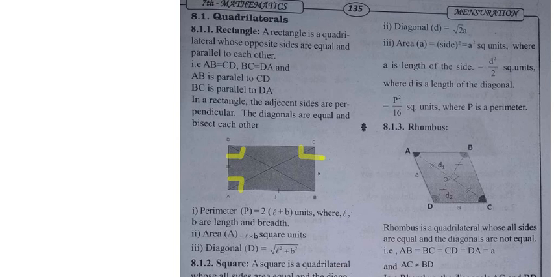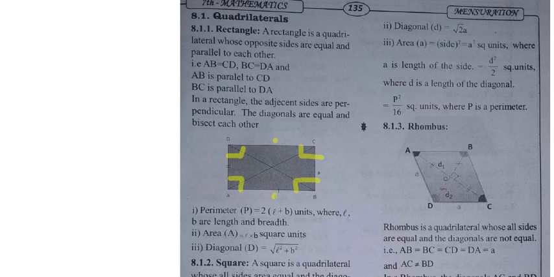And they say a rectangle is a quadrilateral whose opposite sides are equal and parallel to each other. Yes, these are parallel to each other, and these are equal. AB equals CD, BC is equal to AD, and BC is parallel to AD, right? We know that.